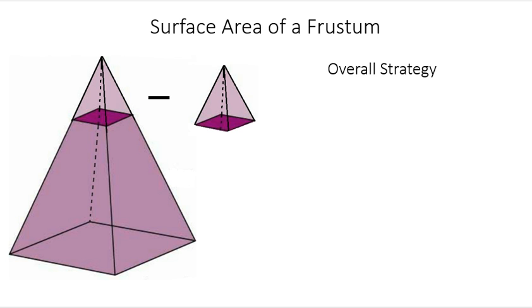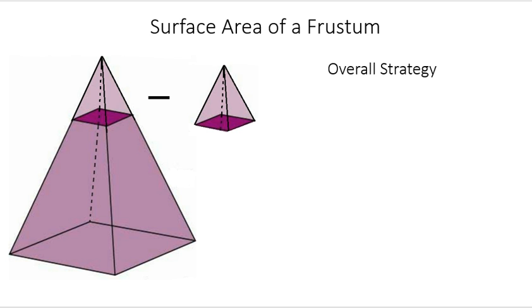The surface area of a frustum, again, we're going to use this overall strategy. Think how the frustum was created. To create the frustum, we remove the top portion. So what we're going to do is take the surface area of the entire frustum. Well, I don't know if I like that portion. That may get us in a little trouble, you'll see in a minute. Let's think about it a different way.